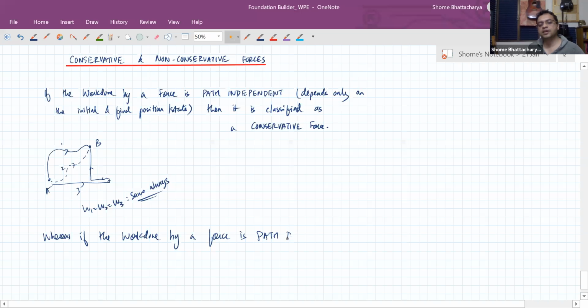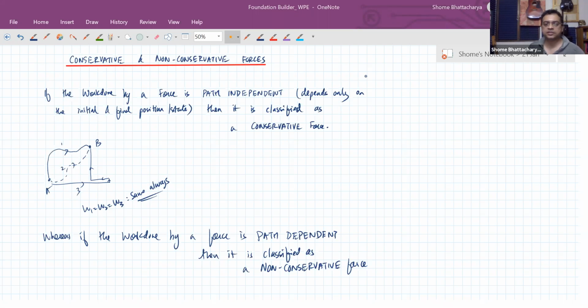So then we say it is path dependent. Then it is classified as a non-conservative force. This is something pretty standard from NCERT to any reference book. You will see the same definition is there.